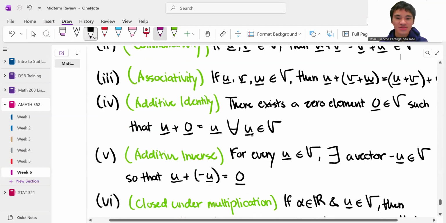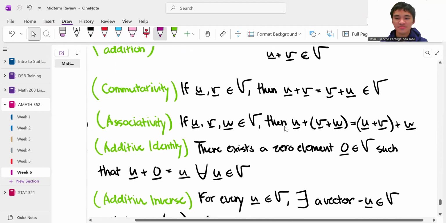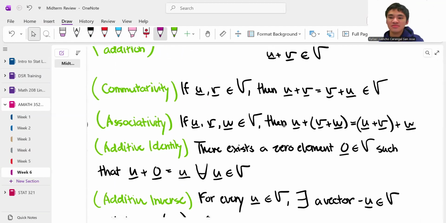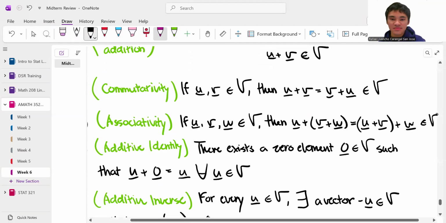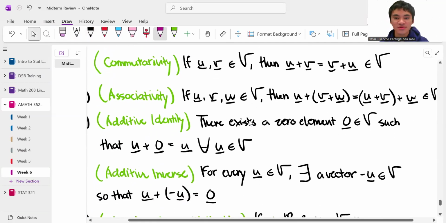Then we have associativity. This is when we're given three vectors and we can add any of them in any order, and again, they all belong to the same vector space. So you're just doing a bunch of addition to those vectors.